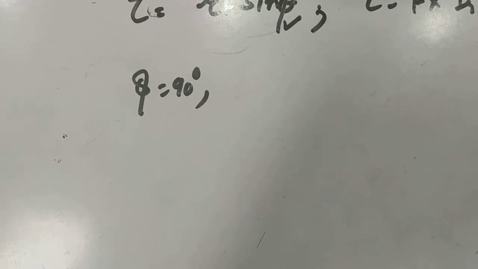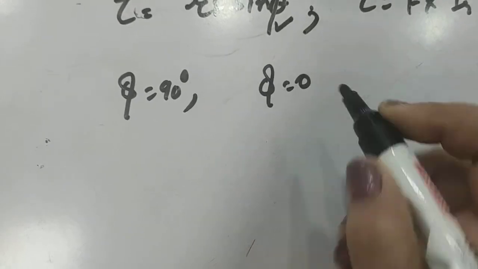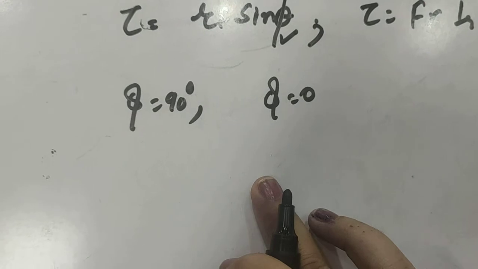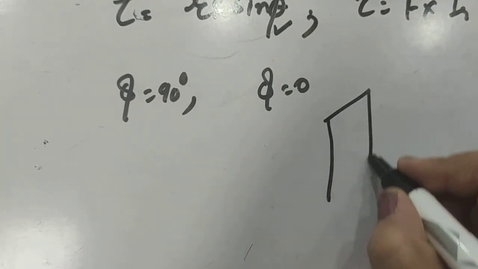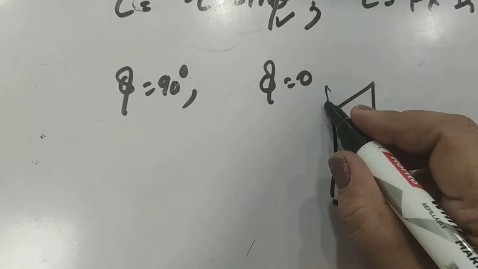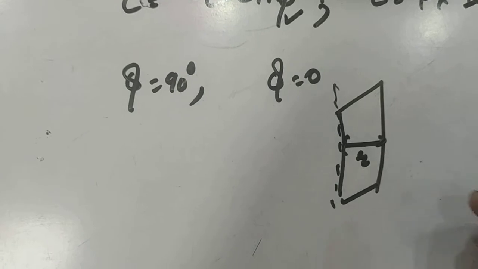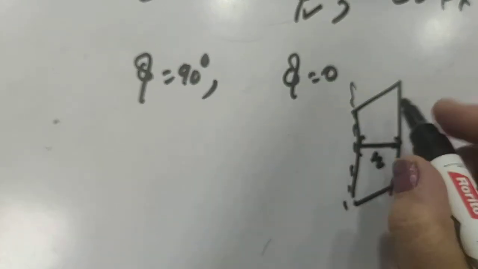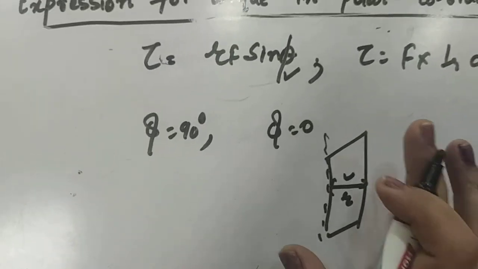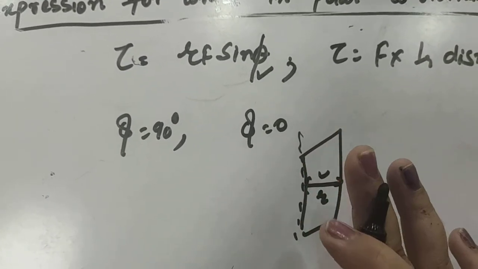But if you apply a force along the length, that is if angle phi is 0, then torque is minimum. As I already explained, if this is the door and this is the axis of rotation, this would be r. Now if you pull the door along r, torque will not be produced. So in that case torque is minimum. This is how we can understand the concept of torque.